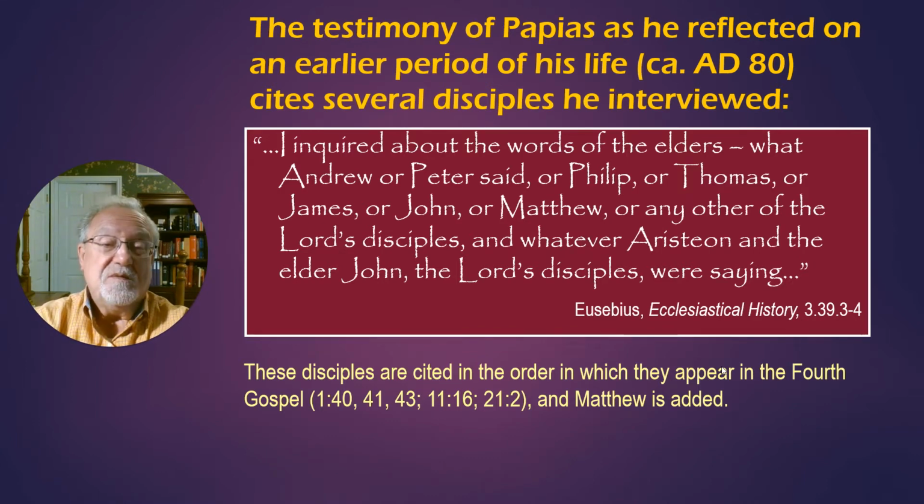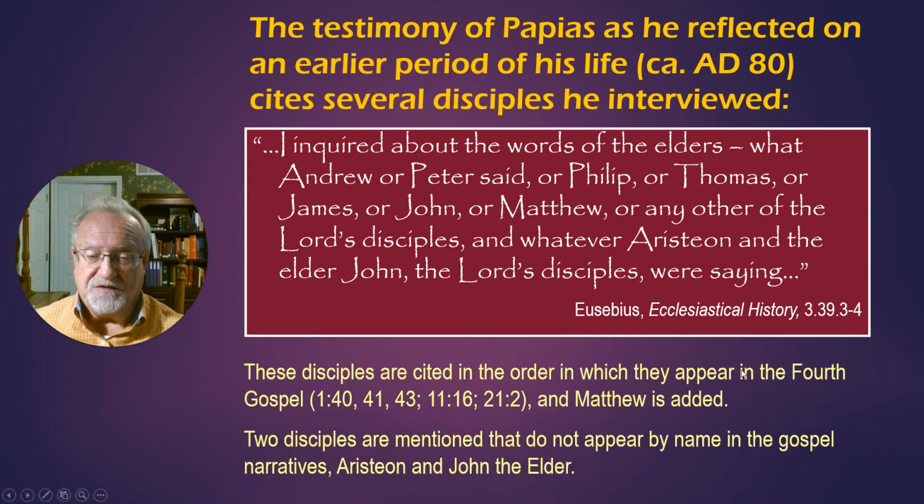The only exception would be Matthew. Matthew is added later. But Andrew, Peter, Philip, Thomas, James, and John, these are all mentioned in the fourth gospel and pretty much in the order in which they appear in the first gospel. And then, of course, there are these two extra disciples. The two disciples that do not appear by name in the Gospel of John are Aristion and the one that he calls John the Elder.